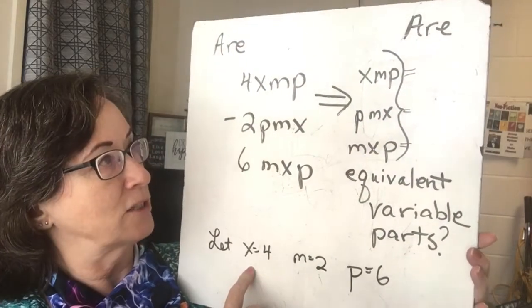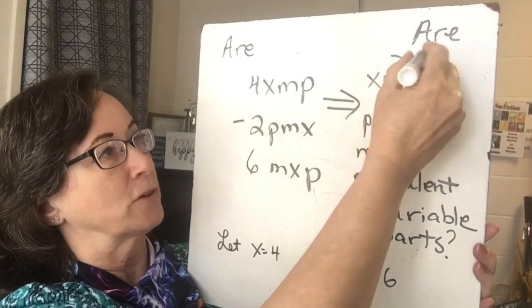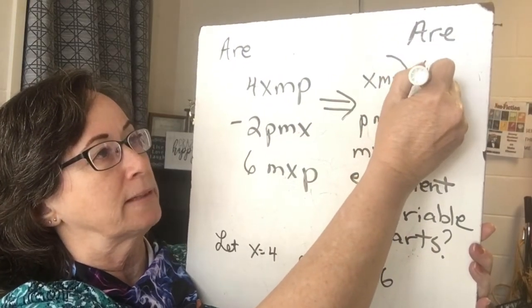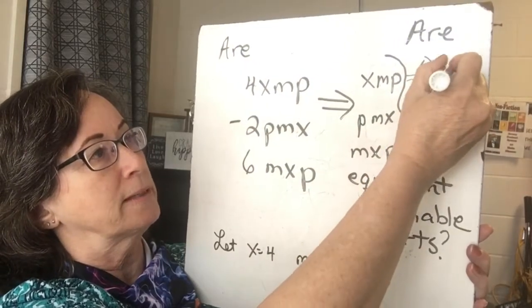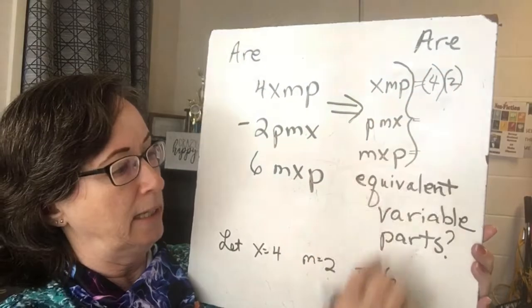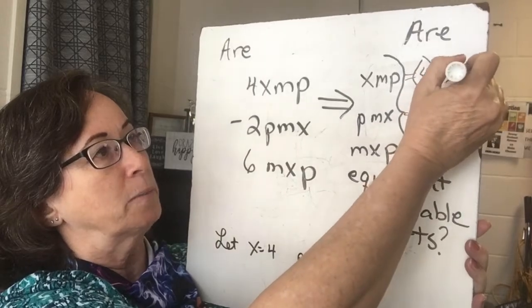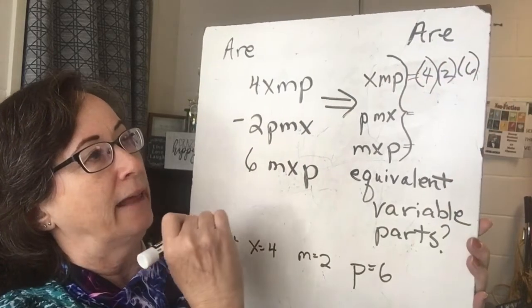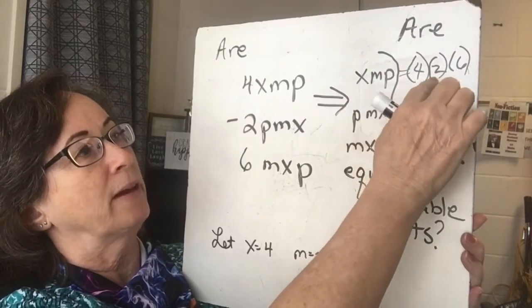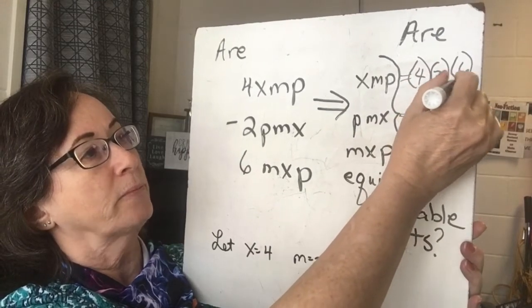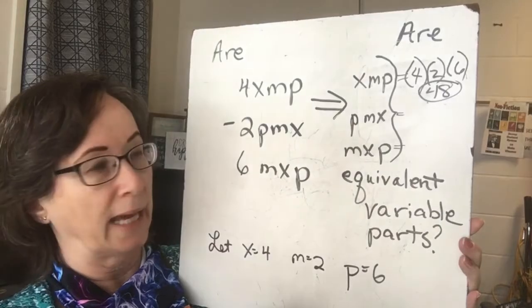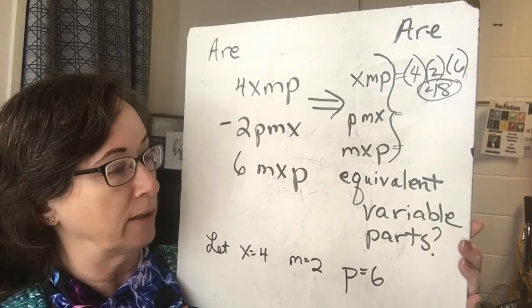So if x is 4, that will be the first one here. So we'll put a little parenthesis 4. And m is 2, so we'll put a little parenthesis 2. And p is 6, and we'll put a little parenthesis 6. And then we'll multiply them all together, and we have 8 times 6 is 48. Okay, so the first one equals 48 when we substitute in these values.